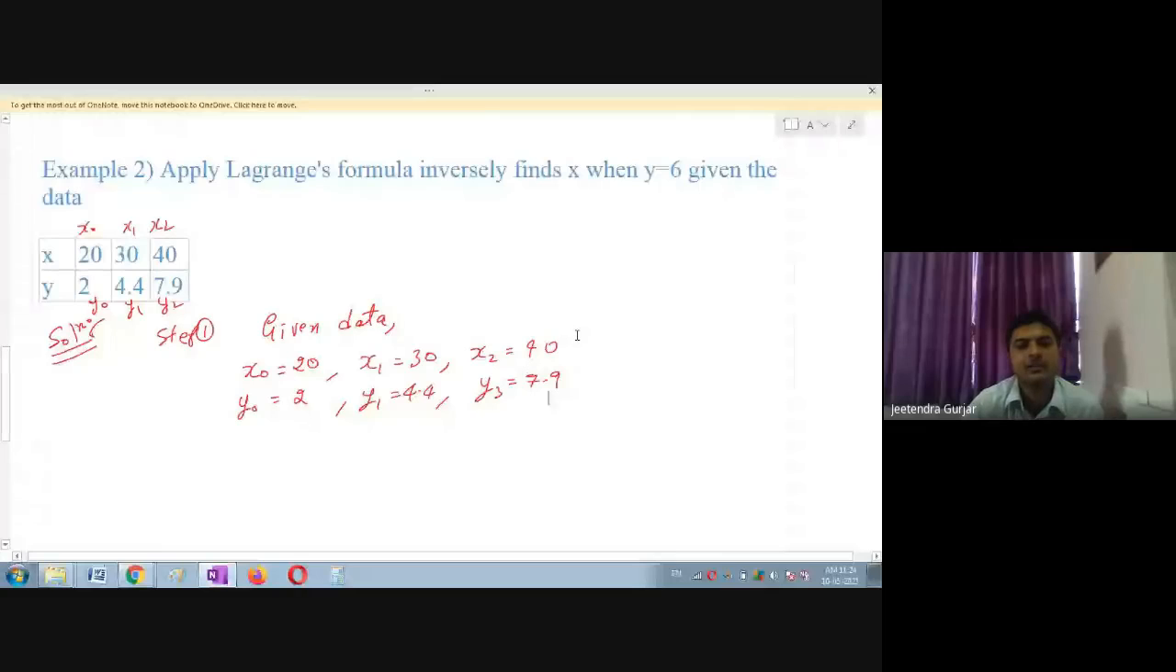intervals. So I was telling you that even if you use the equal intervals formula, you will get the same answer. And by using Lagrange's inverse formula, also you will get the same answer for equal intervals and unequal intervals. This is the best example. This is a very good question you have asked, beta.